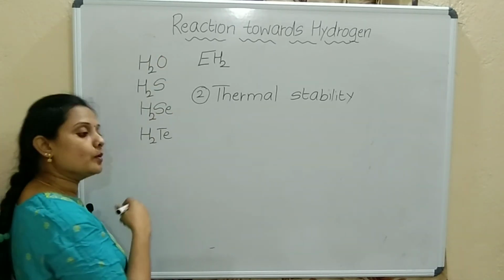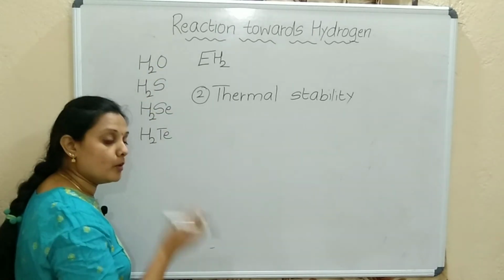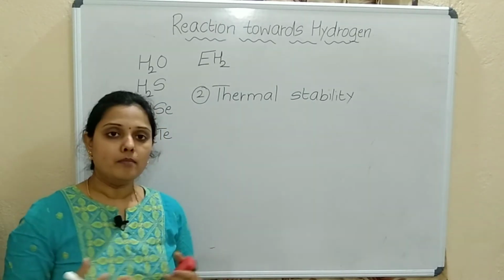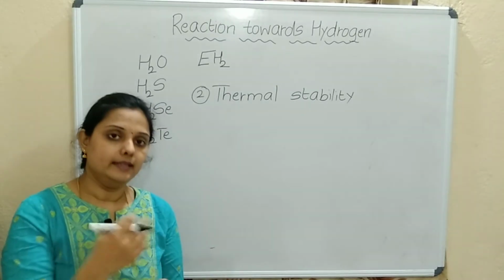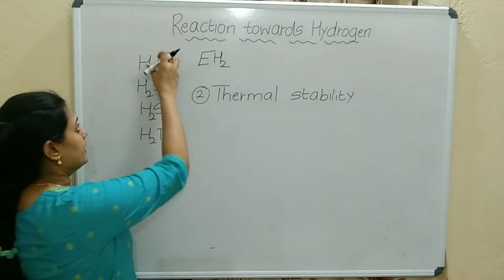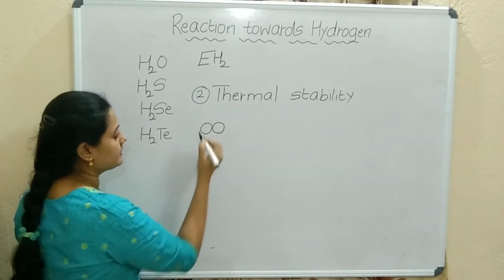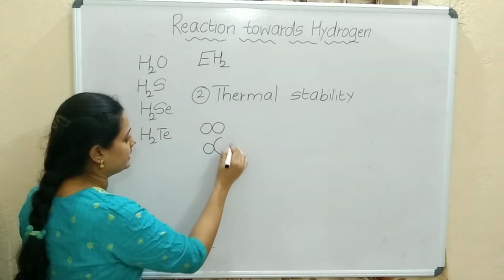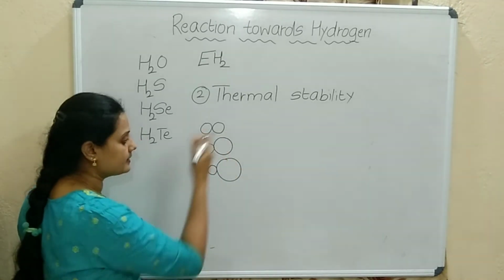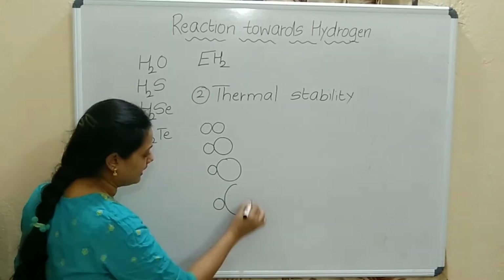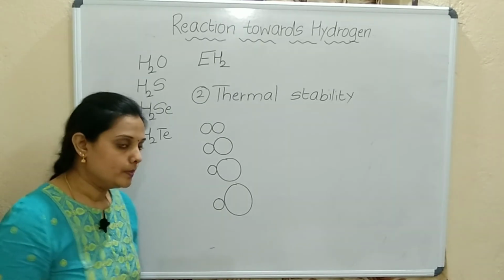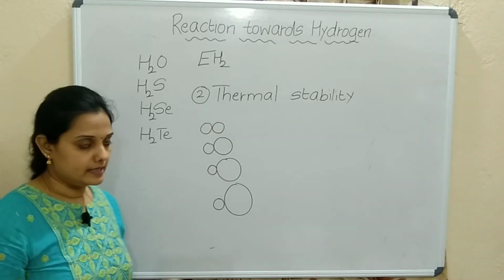So check down the group again. Hydrogen and oxygen both are small. So small and small atoms, when they are combining, they will form a strong bond, and that bond will be stable in nature. So we have seen here, hydrogen and oxygen almost the same size, then hydrogen and sulfur a little bigger, selenium a little bigger than sulfur, hydrogen and tellurium a little bigger than the other elements. So what is happening down the group? Size is going on increasing.